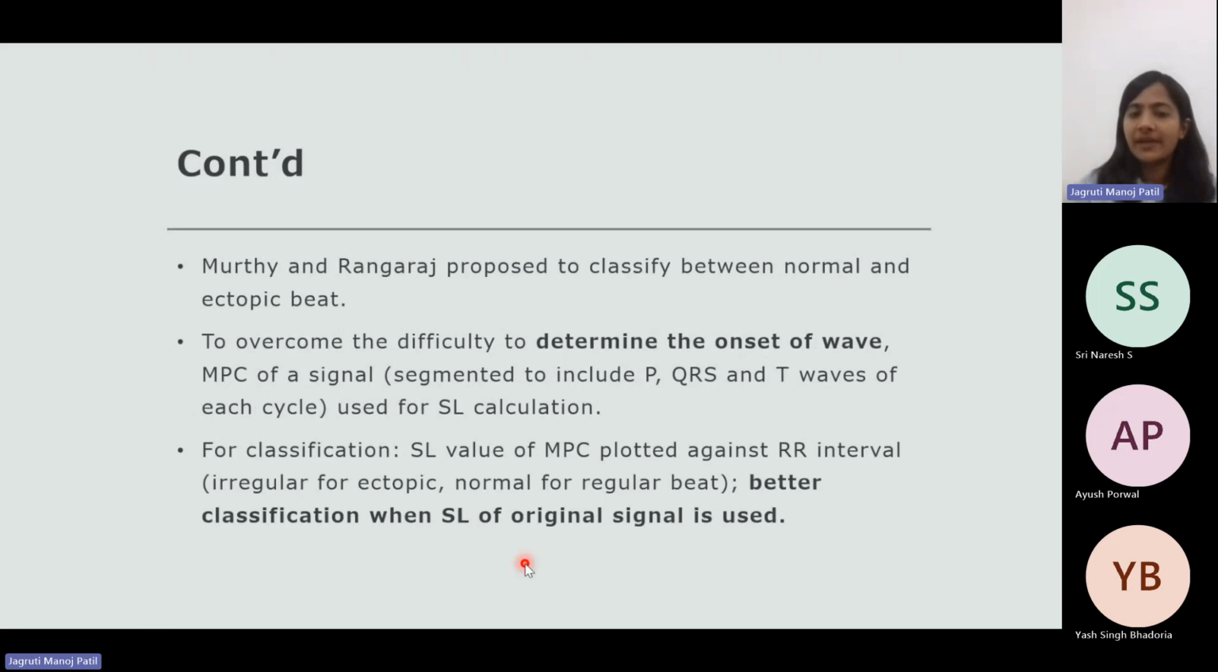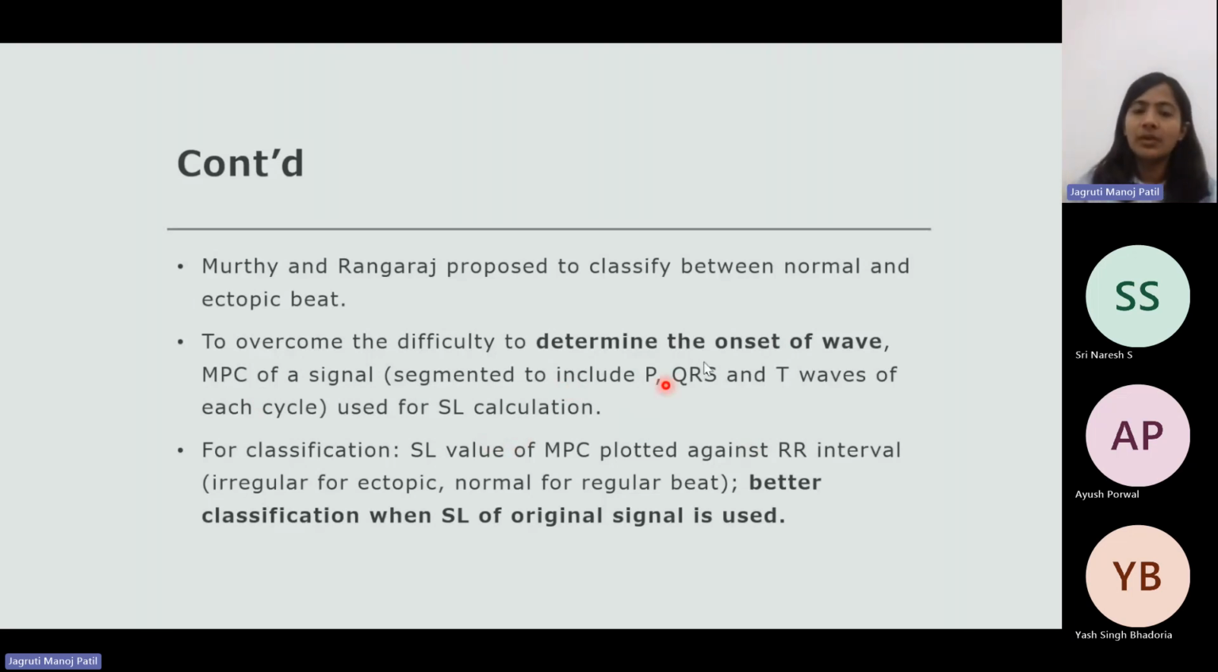So to overcome the difficulty of determining the onset of the wave, the minimum phase correspondent of the signal, that is what we do over there, is that we segment all the P wave, QRS complex, and T wave of each cycle, and then we use them for independent signal length calculation.